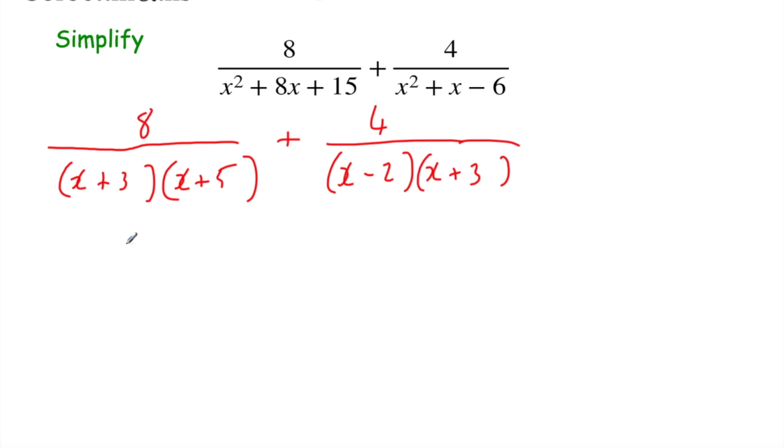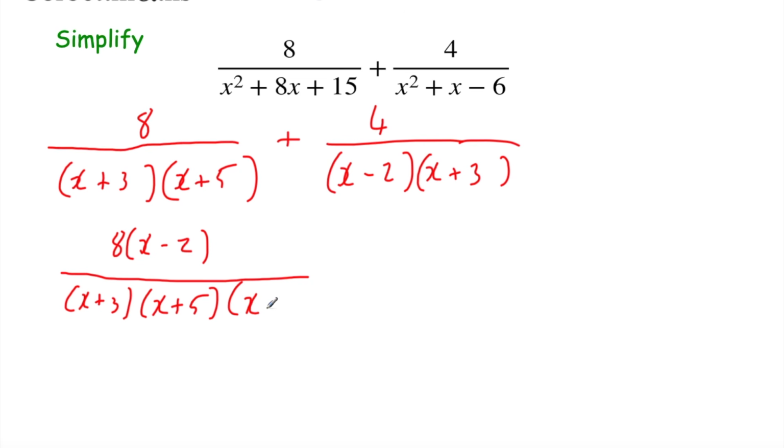So multiplying the numerator by x minus 2 will be 8, and then in brackets x minus 2, just timesing the numerator by x minus 2. And then in terms of the denominator, we're going to multiply these two brackets by the x minus 2. So we're going to write x plus 3, and then x plus 5, and then x minus 2. And that's it. So that's fantastic. We've multiplied both the numerator and denominator for this fraction by x minus 2. Now we're going to multiply both the numerator and denominator of this fraction by x plus 5. So the numerator will become 4, and then in brackets x plus 5, because we're timesing the numerator by x plus 5. And then in terms of the denominator, we're going to multiply these two brackets by x plus 5.